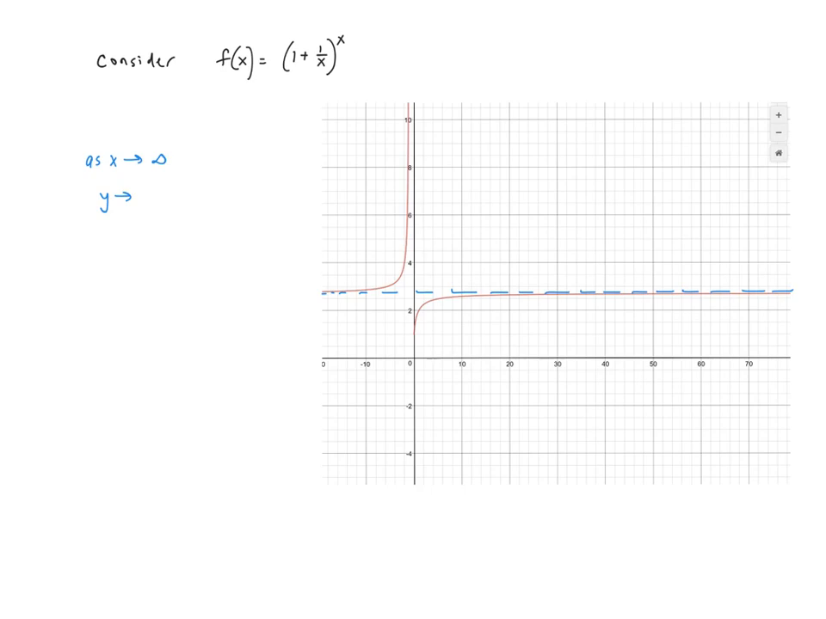We said in class that as x approaches infinity, y approaches 2.7182818... This number has been named e, so therefore we have the following definition for e. e is the limit of f of x as x approaches infinity. It's a good idea to memorize this limit so that you recognize it in your calculus class.